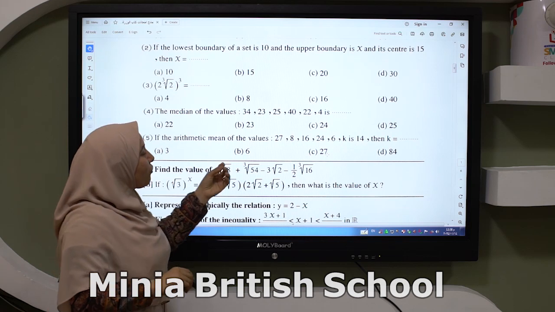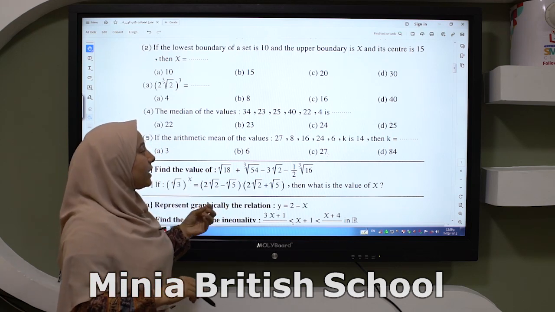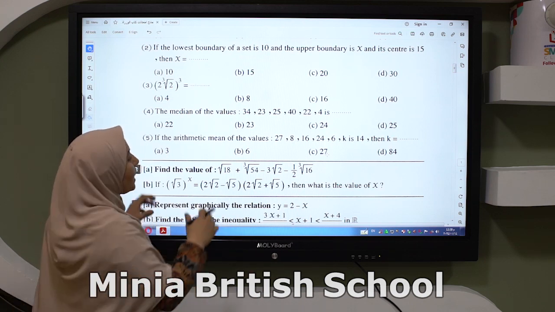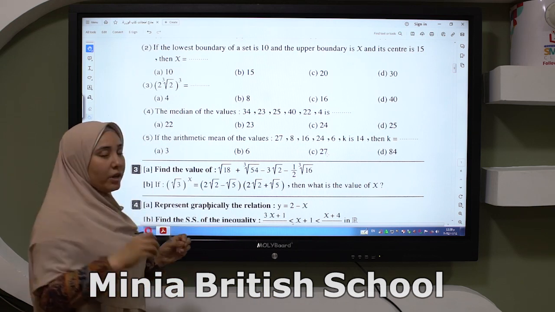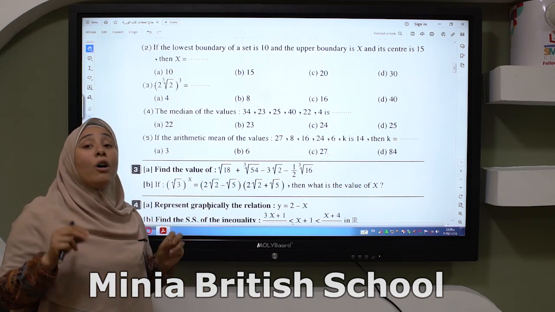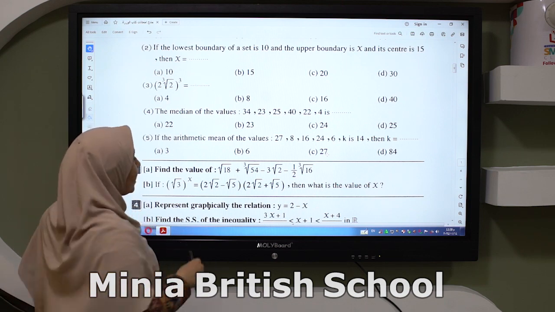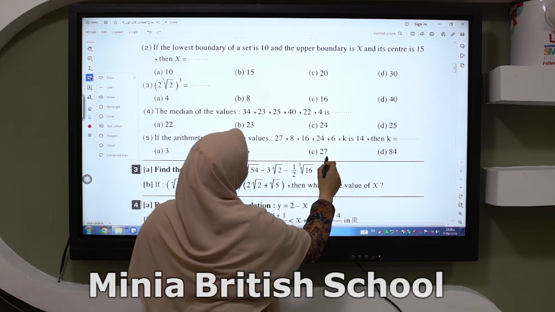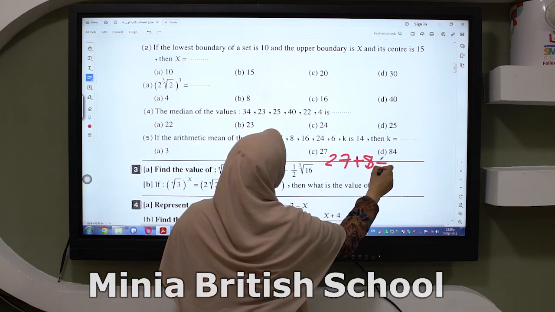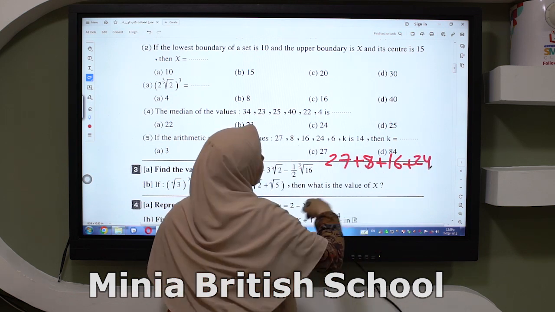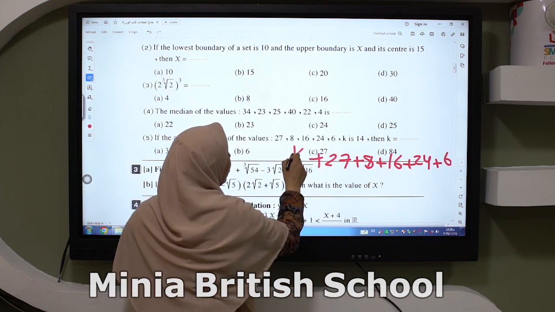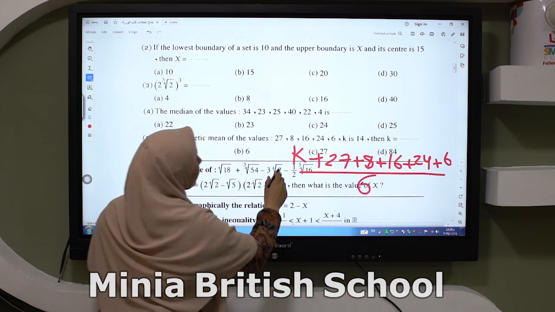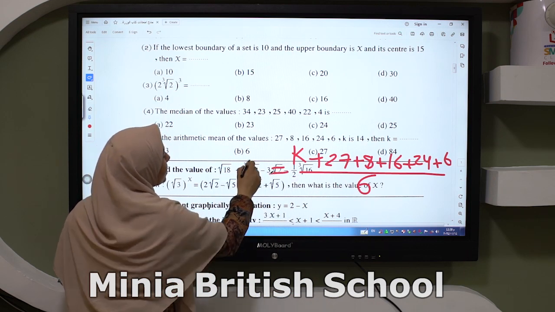If the arithmetic mean of the values 27, 8, 16, 24, 6, k is 14, then k equals what? Okay, we know the arithmetic mean for individual values equals the sum of values divided by the number of them. Now, to find the arithmetic mean only find their sum: 27 plus 8 plus 16 plus 24 plus 6 plus k divided by the number of them. 1, 2, 3, 4, 5, 6. Yes, 6 values.